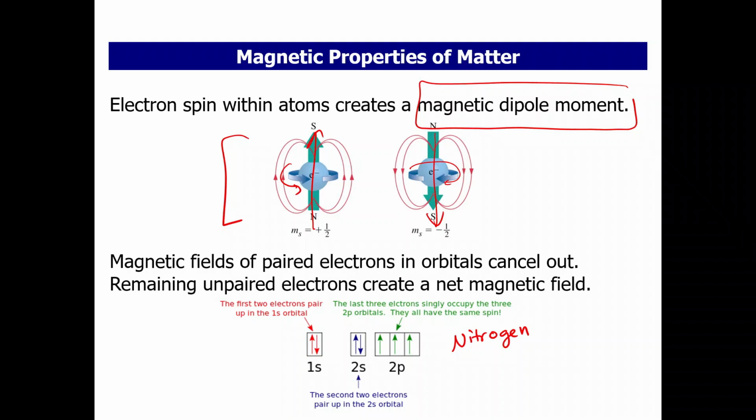So nitrogen is rarely found by itself. It tends to be paired, N2. And that's because of these unpaired electrons. Those unpaired electrons are creating a net magnetic field. That magnetic field is actually attracting the other nitrogen to it, along with the dipole moments that there are.